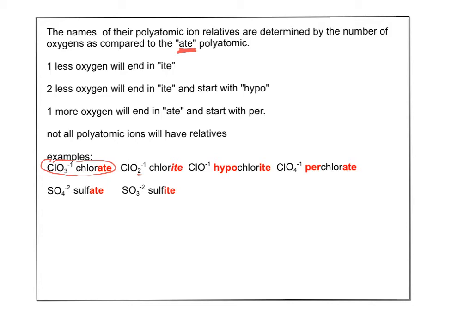If I subtract another oxygen, so now 2 less, ClO, same charge, -1, we put a hypo in front, so hypochlorite. And then this one is if we add an oxygen, so we take the ATE, ClO3, and we add an oxygen, ClO4, with a -1, we put per in front of the ATE, so perchlorate. Okay, same idea, here's sulfate, 1 less would be sulfite. So hopefully this will help if you can figure out the ATE polyatomics. If there are any other family members, ones that are similar, maybe with more or less oxygens, you can also learn the names.